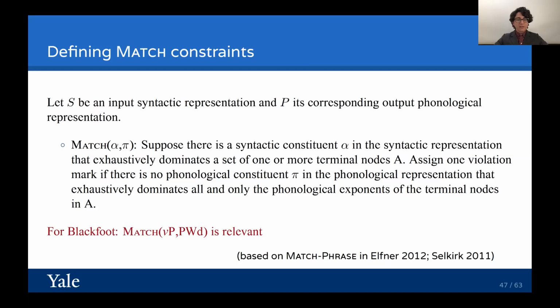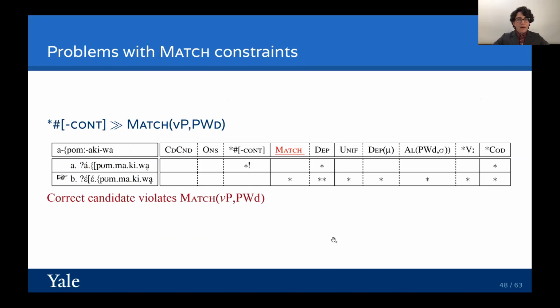So for us, the match constraint that we are concerned with is the one that matches little vP to the prosodic word, and that's what we'll be using on the next slide. Now, if we consider this match constraint, our optimal candidate actually violates the match constraint itself. The reason is that there is an element here in the phonological word which was not an exponent of any of the morphemes, because it was epenthesized. And so in order for our optimal candidate to still come out the winner, we need to rank this match constraint below the positional markedness constraint.